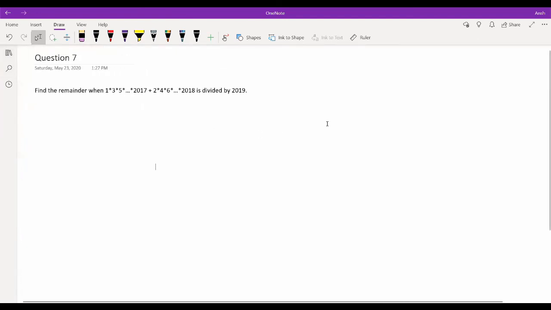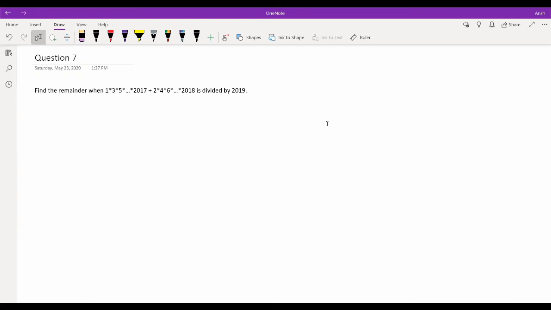So moving on, our next question was from your own South Math Club. It asks us to find the remainder when the product of all the odd numbers less than 2019 plus the product of all even numbers less than 2019 is divided by 2019.